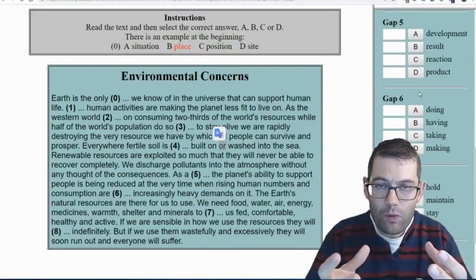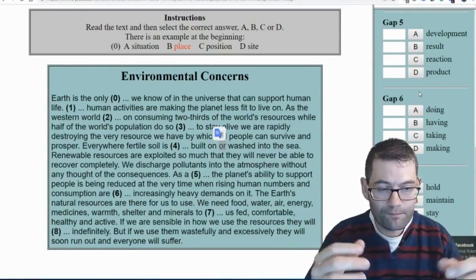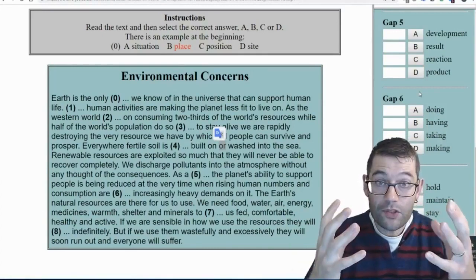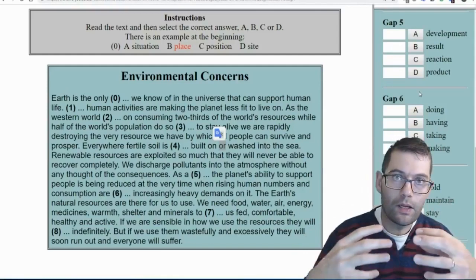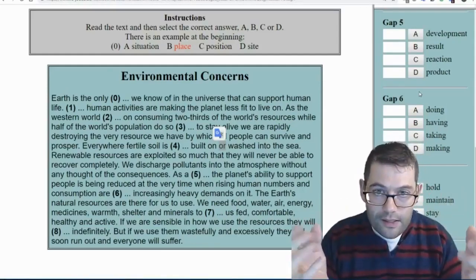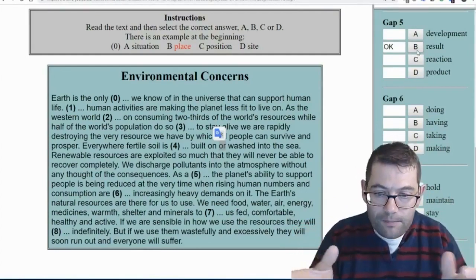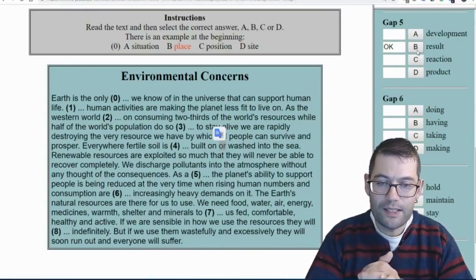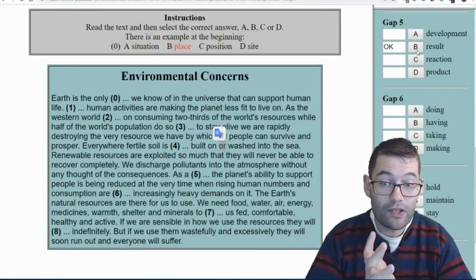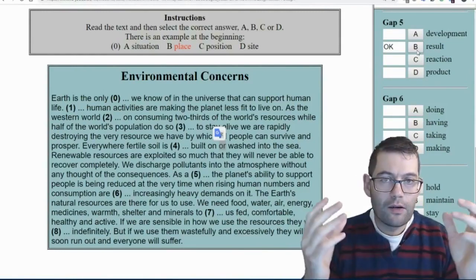So we need a word to finish off the expression, which means the same as therefore or in conclusion. And the answer, of course, is result. So as a result, the planet's ability to support people is being reduced at the very time when rising human numbers and consumption are what?